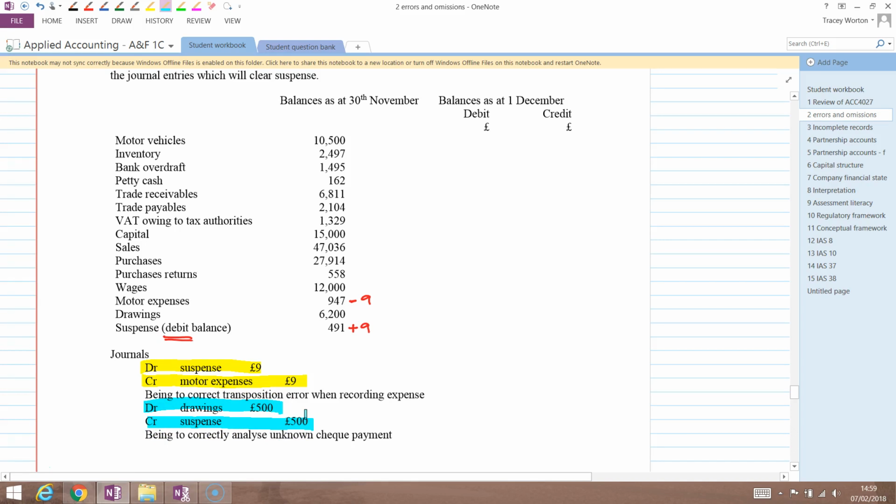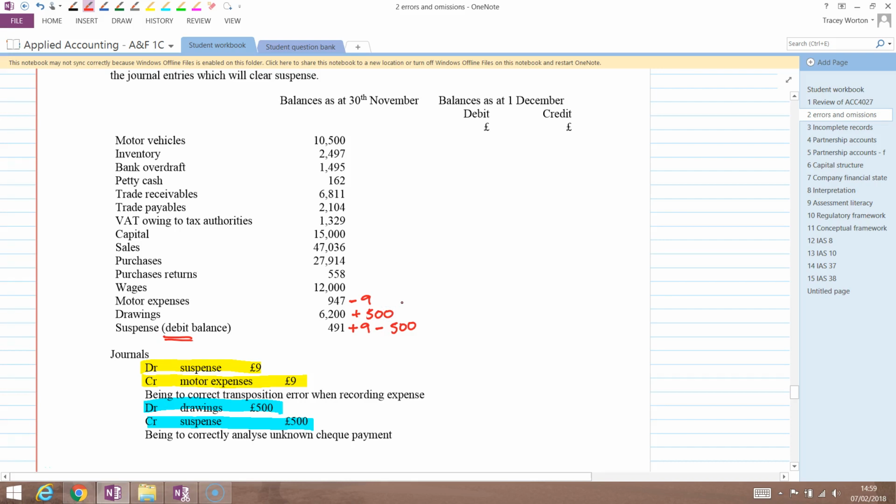So our entries to correct that would be to credit the suspense account with £500, so reduce the debit balance by £500, and to increase our drawings account by £500 with the owner taking money out of the business. So we're going to take off £500 from the suspense account, and we're going to add it to the drawings account to increase its debit balance.